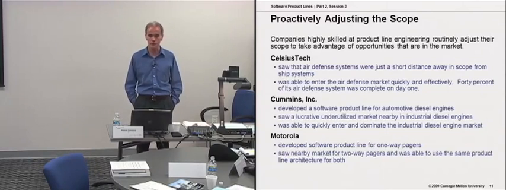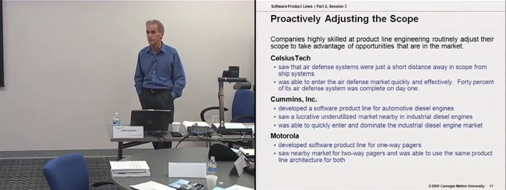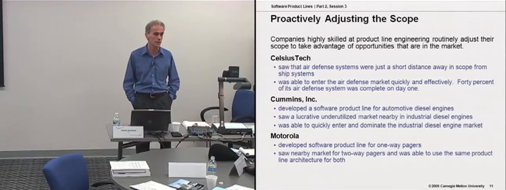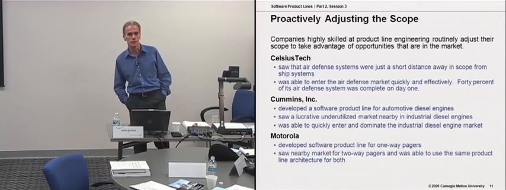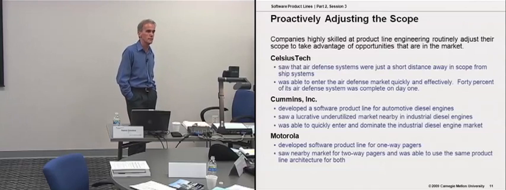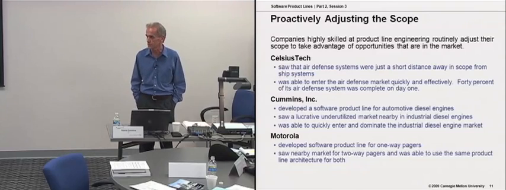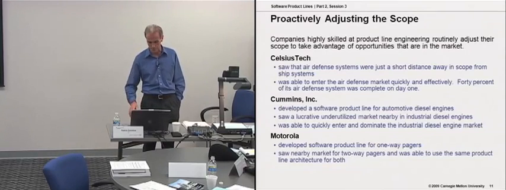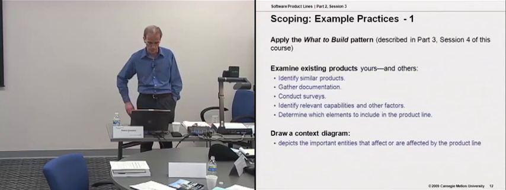A radio is a radio is a radio, and if you already have assets in one category with some generalization, they can support the other category. So don't be too rigid about the scope you're in. If Celsius Tech had viewed themselves as being solely in the ship business, they would have locked themselves out of the shore-based air defense market. So the fact that there's a slight uncertainty about the true scope is not necessarily a bad thing.